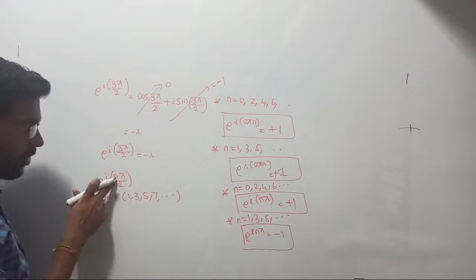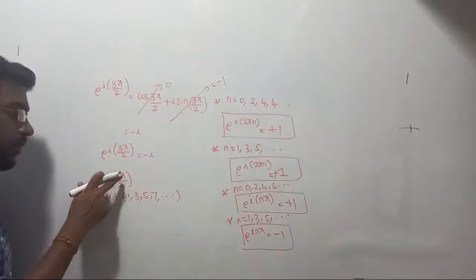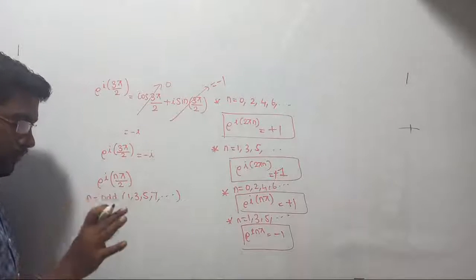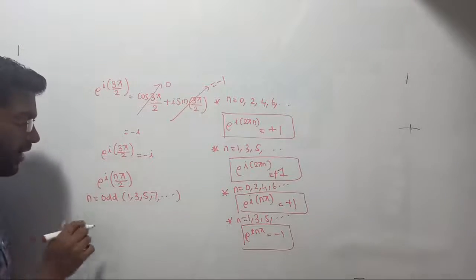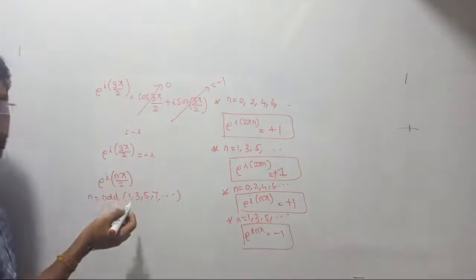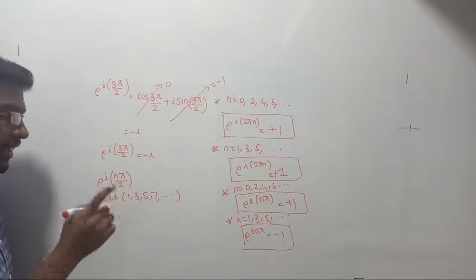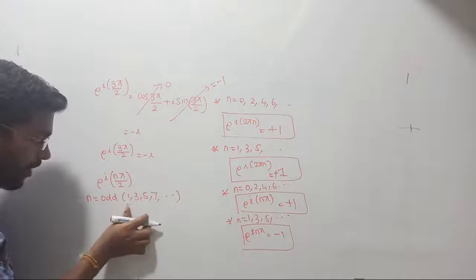If I substitute n equal to 3, what am I going to get? Substituting 3 gives 3 pi by 2, right? Cos 3 pi by 2 will be 0 plus I into sin 3 pi by 2, which will give you minus I, right? Similarly substitute 5: 5 pi by 2, sin 5 pi by 2 will be plus I, right? Again 7 pi by 2 gives minus I. So now how can we break this order? It can be broken into 2 halves, right?